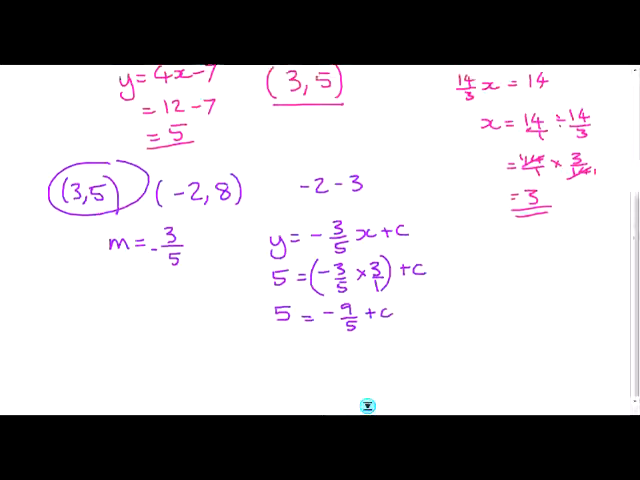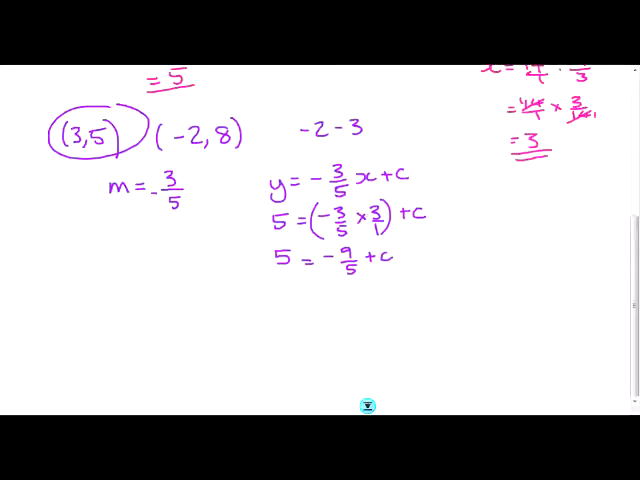Okay. So now what we've got to do is add on this 9/5 to get rid of it from this side. So if you think 5 is 25 over 5, if we add on 9, we're going to get 34/5. So we have the equation y equals minus 3/5 of x plus, and I'm just going to write it like this for now, and you'll see why in a second.